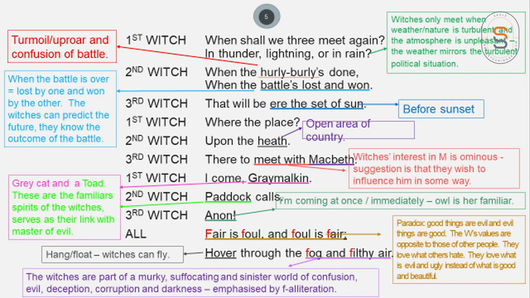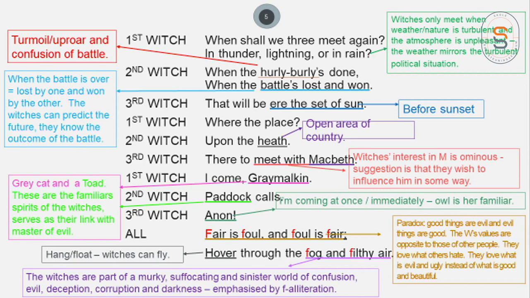The second witch, when the hurly-burly's done, when the battle is lost and won. The words hurly-burly refer to the uproar and confusion of the battle. And when the battle is lost and won, when the battle is over, in other words, lost by one party and won by the other. The witches can predict the future. They know the outcome of the battle.